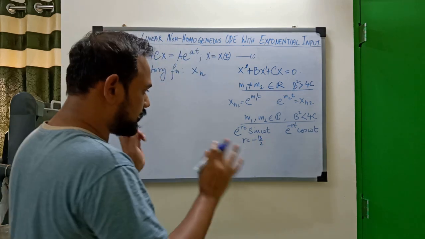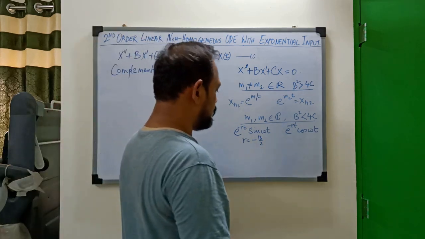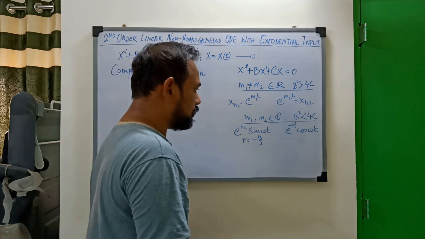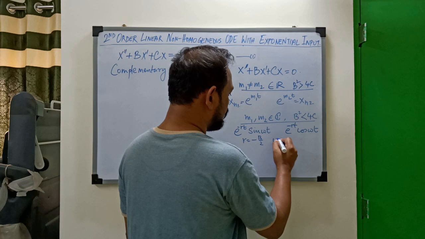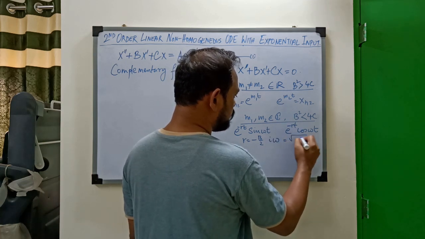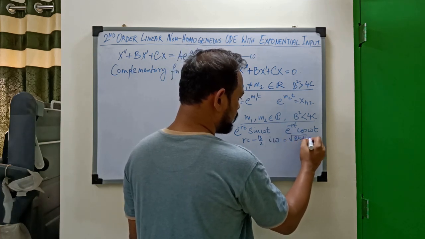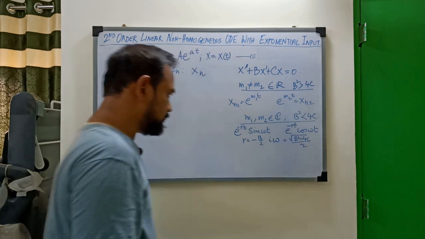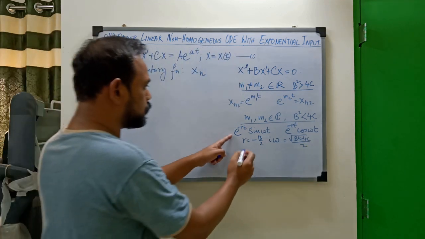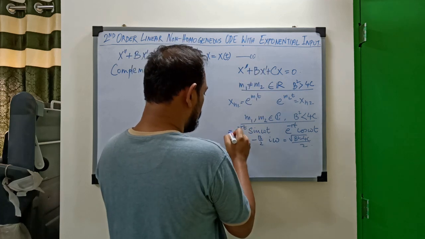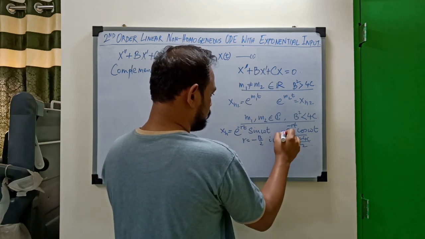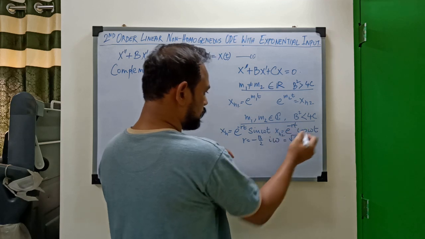Again, these are things that have been covered in the lectures where we have done all of this. This is the case of underdamping. Omega was this value, this discriminant value, square root of 4c minus b squared by 2, like that. So these were the two homogeneous solutions of this homogeneous equation. This was xh1, and xh2 could be this one.